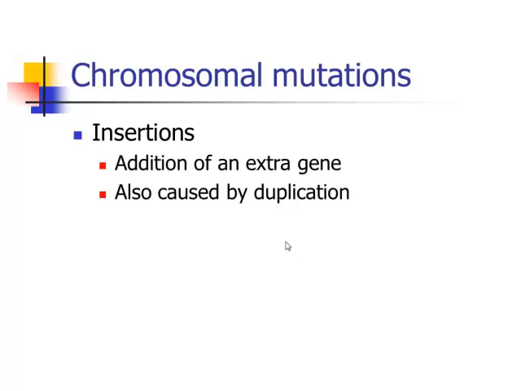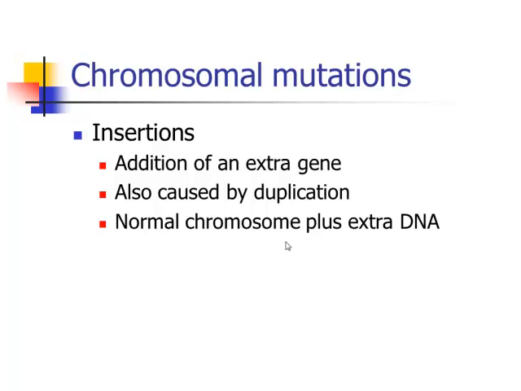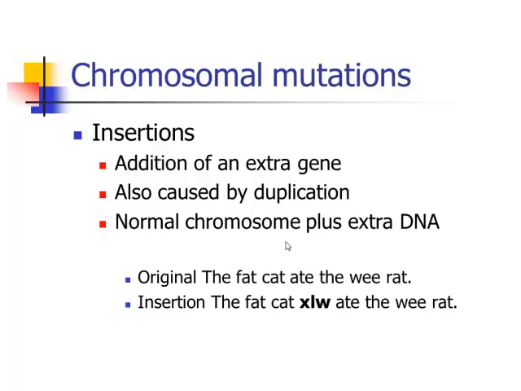It can cause, if our replication process doesn't work right, we can actually replicate a section of the DNA more than once. That's what happens in Huntington's disease, where you have the same section of DNA that's multiplied over and over and over again, and that causes you to have Huntington's. So you have your normal chromosome plus extra DNA.